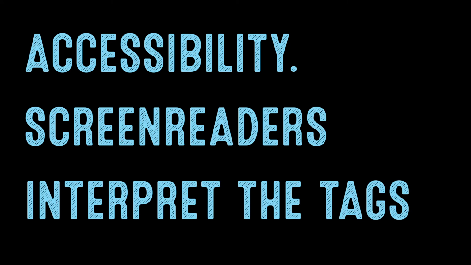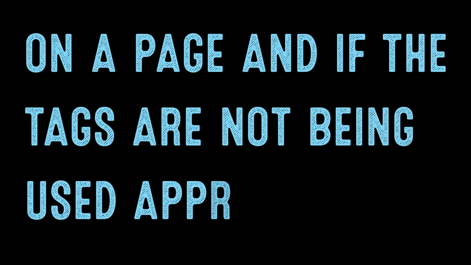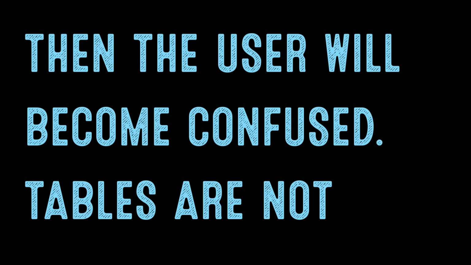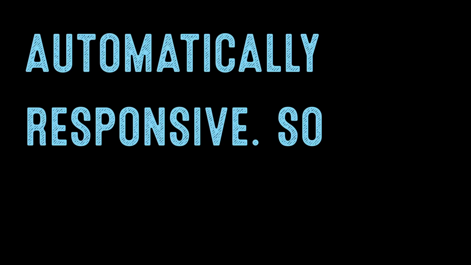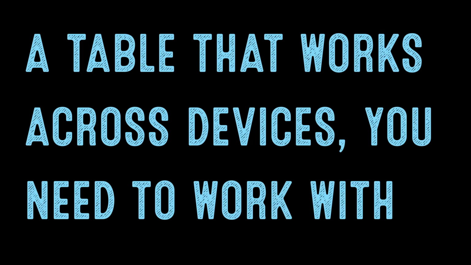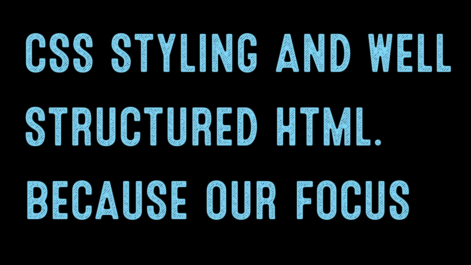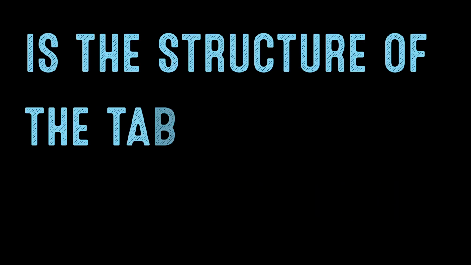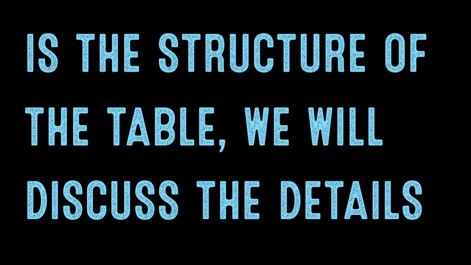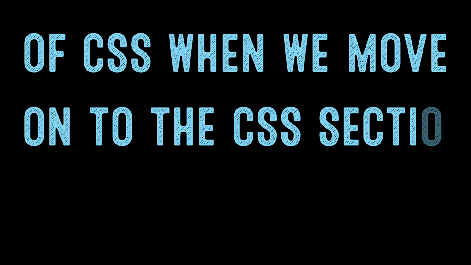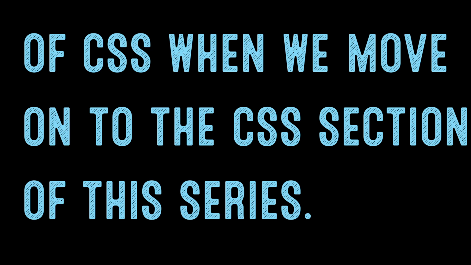Screenreaders interpret the tags on a page, and if the tags are not being used appropriately, then the user will become confused. Tables are not automatically responsive, so to properly format a table that works across devices, you need to work with CSS styling and well-structured HTML. Because our focus is the structure of the table, we will discuss the details of CSS when we move on to the CSS section of this series.